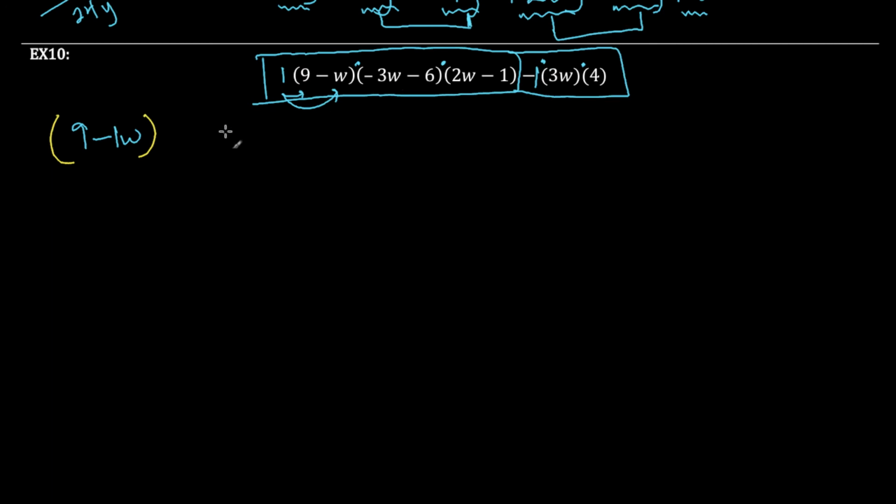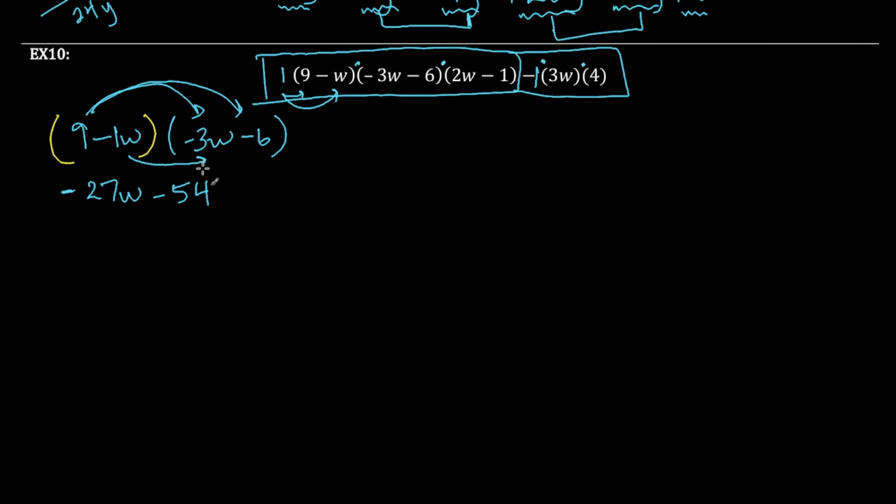Times negative 3w minus 6. Also, if you can tell, this 1 times 9 minus w didn't do anything. So if it's ever a positive 1, then you know what to do. If not, then just do it the way I'm doing it right now. So a positive times a negative is a negative 27w. And a positive times a negative is a negative 54.